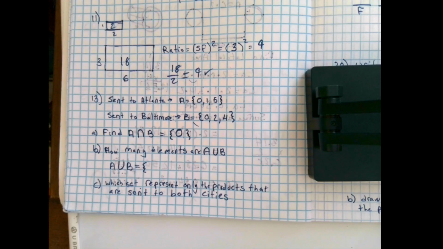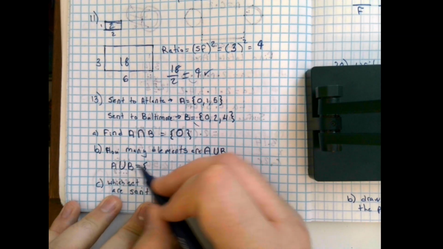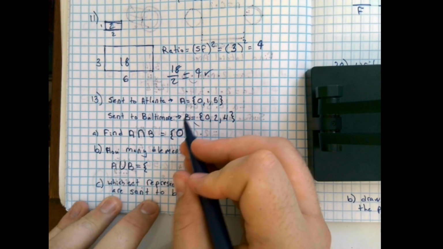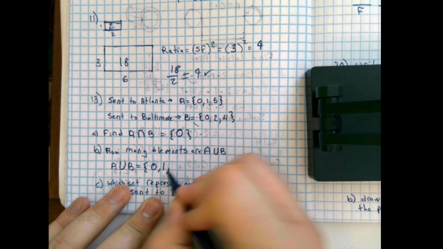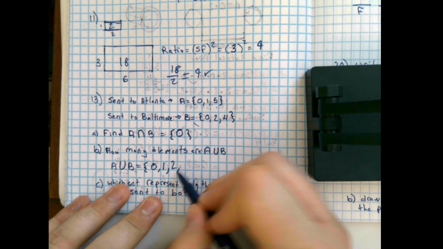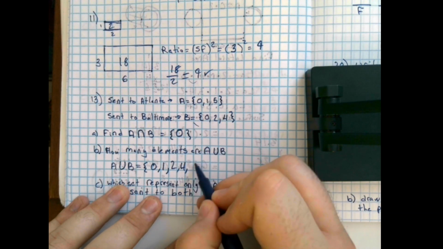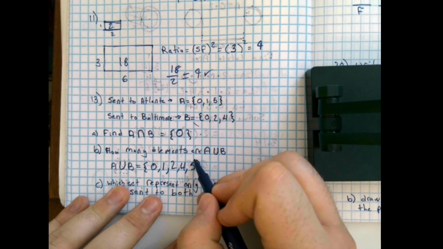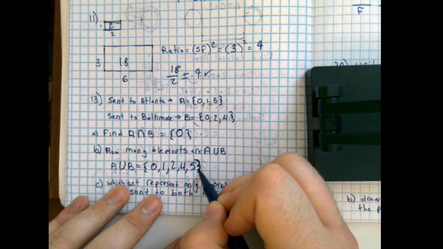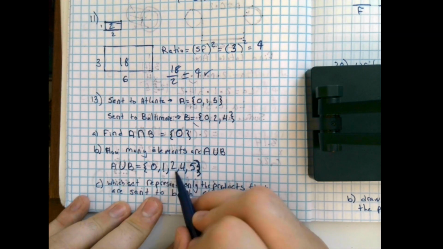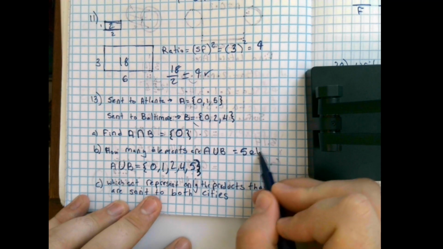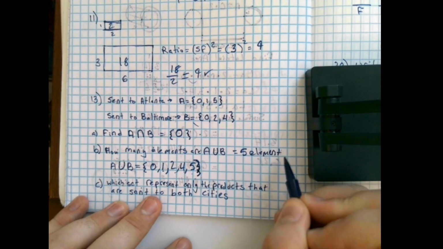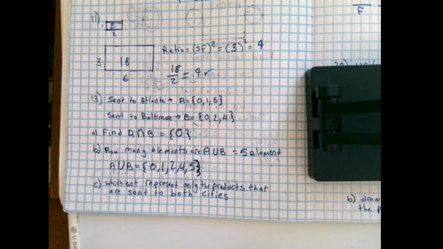Part B says how many elements are in A union B. Well, to find out how many elements there are, we have to write it out. In A union B, we have the elements of A and the elements of B. So we have 0, 1, 2 is in B, 4 is in B, and 5 is in A. Now, 1, 2, 3, 4, 5. There are 5 elements. Elements are just the numbers in the set.